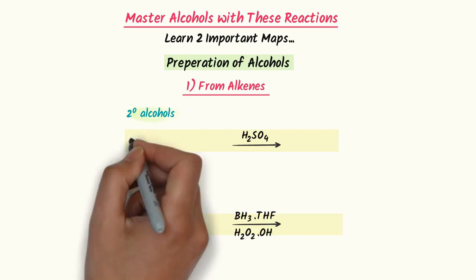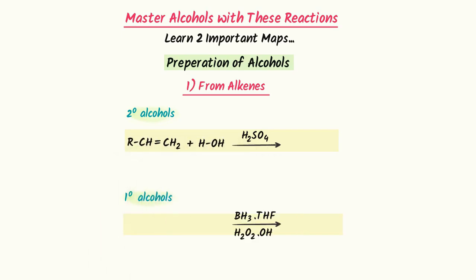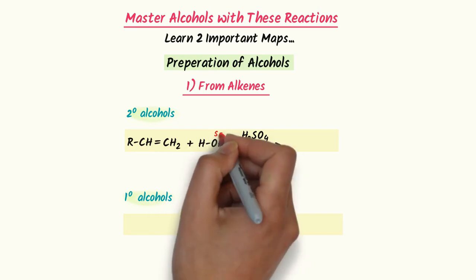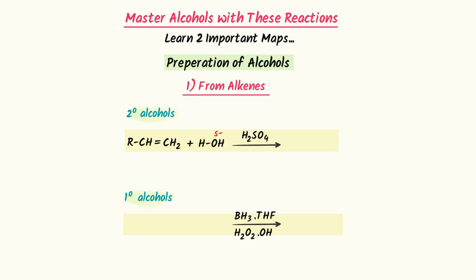For example, consider this alkene and water. We know that water is a polar molecule. I mean, partial negative charge is present on OH and partial positive charge is present on H. On the other side, alkene has double bond. This double bond has 2 pi electrons. We know that pi electrons can easily attack on electrophile. Here, these pi electrons attack on this electrophile, hydrogen, due to which electron deficiency is created in alkene.